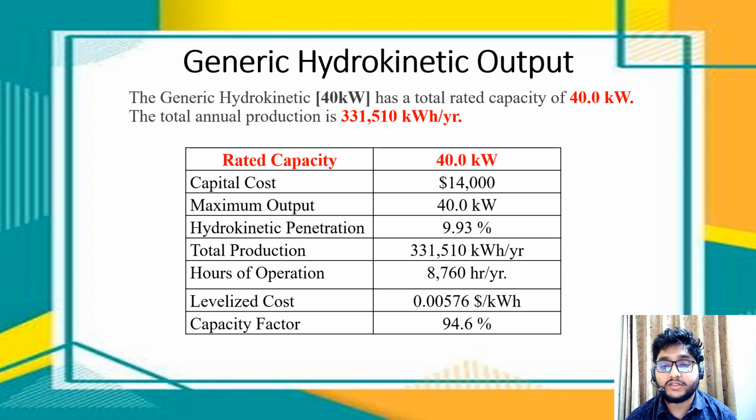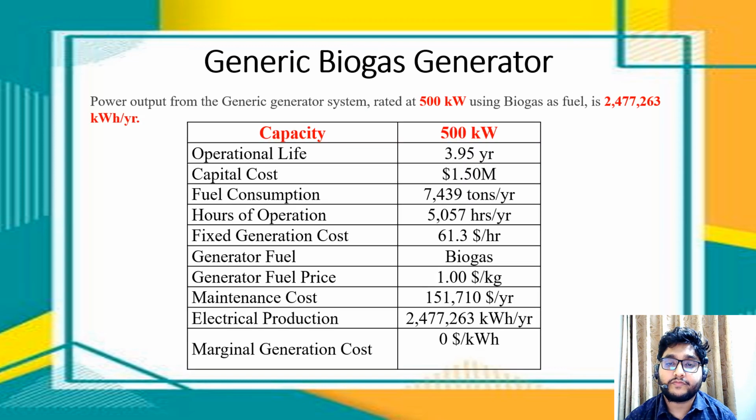Hours of operation is 8,760 hours per year. Levelized cost is $0.00576 per kilowatt hour, and capacity factor is 94.6%.